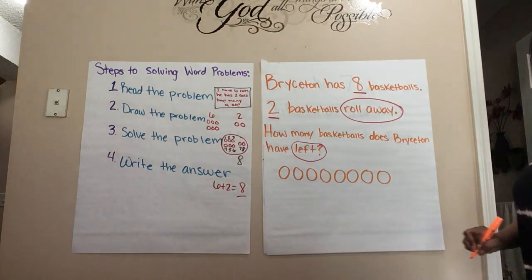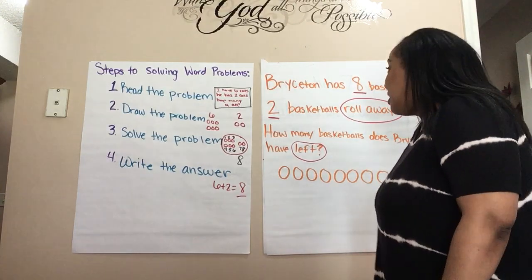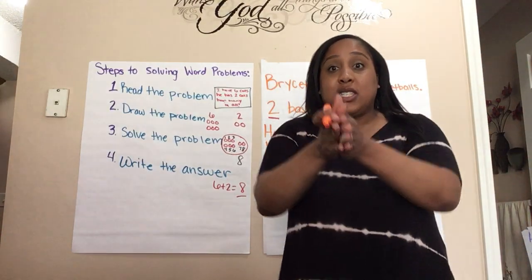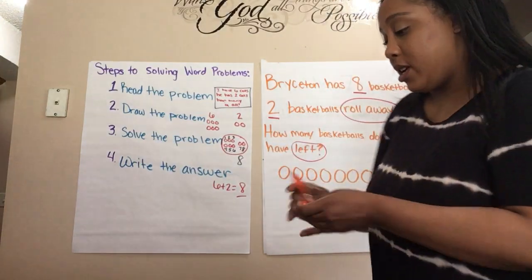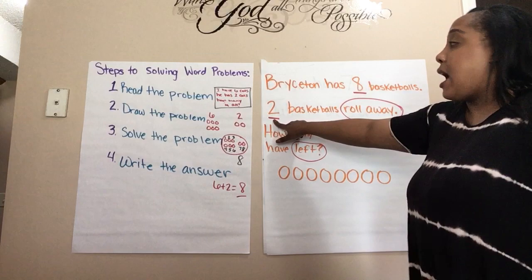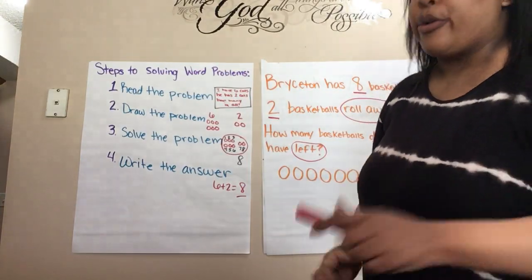All right, Bryson, there's your basketballs. 8 basketballs. Uh-oh. How many roll away? How many do we have to take away? They're no longer there anymore, so we have to take them away. They rolled away. How many? Yes, 2. 2 roll away.